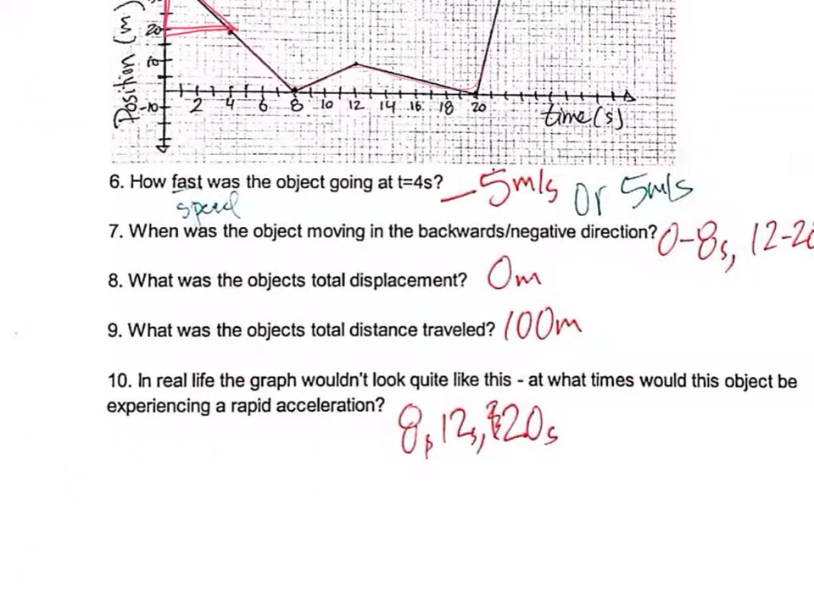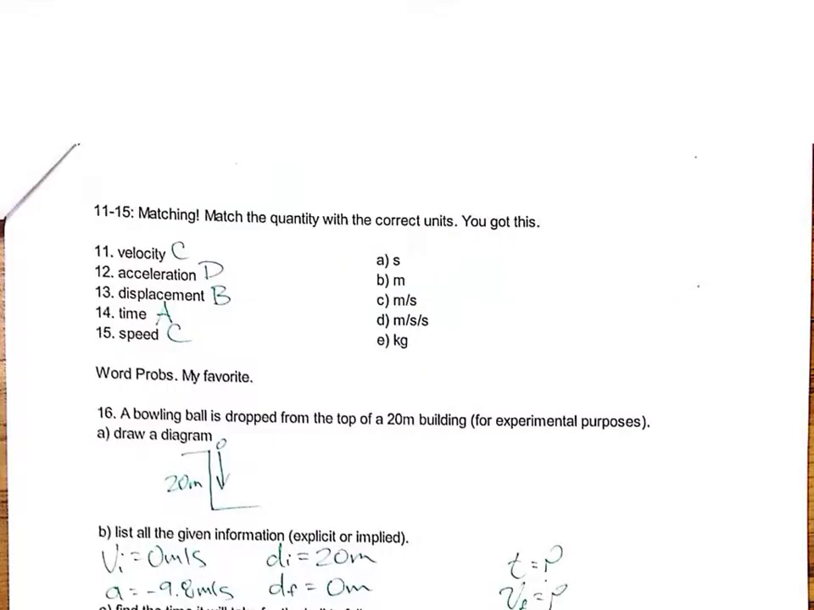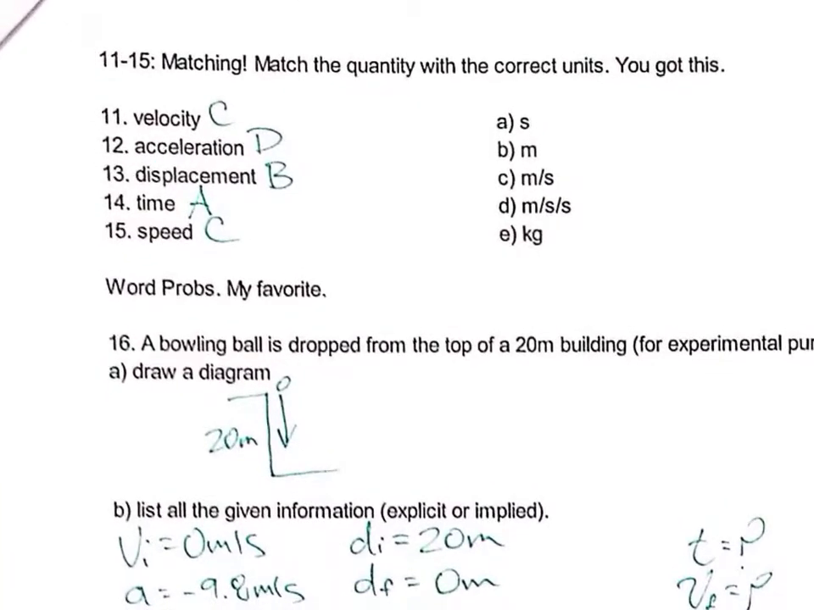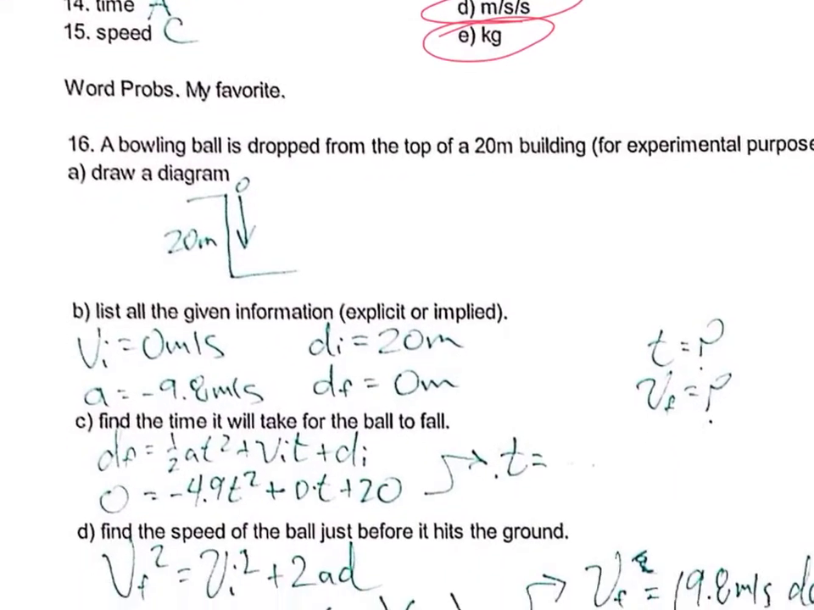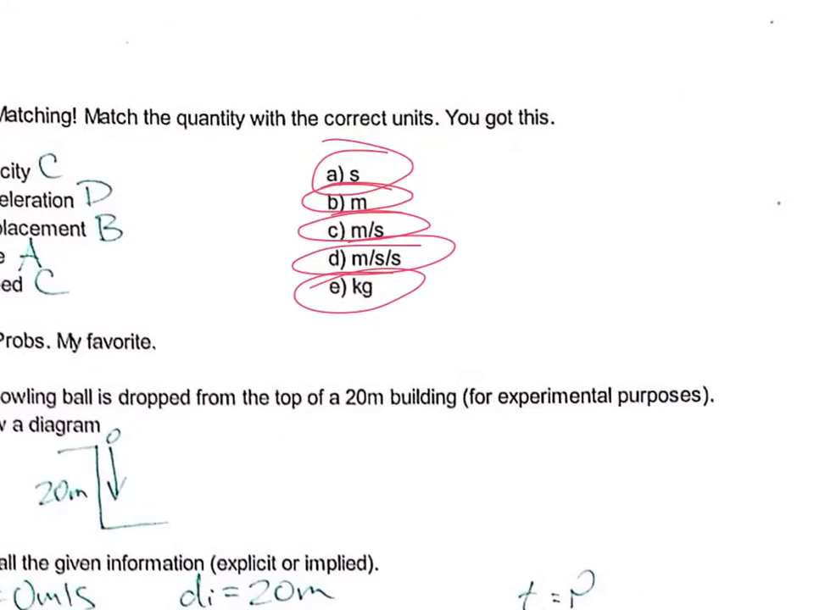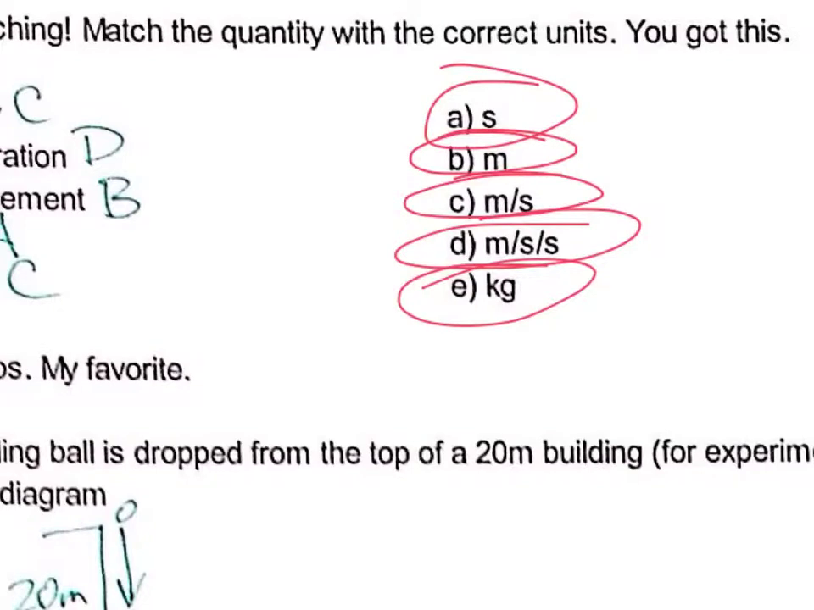Okay, next page. So, matching, hopefully these were easy. This is stuff you definitely have to know: time, position, distance or displacement, speed or velocity, acceleration, mass. If you didn't know that, please memorize it. And then, oh, you know what we could also say, seconds measure time. Oh, wait. Never mind.